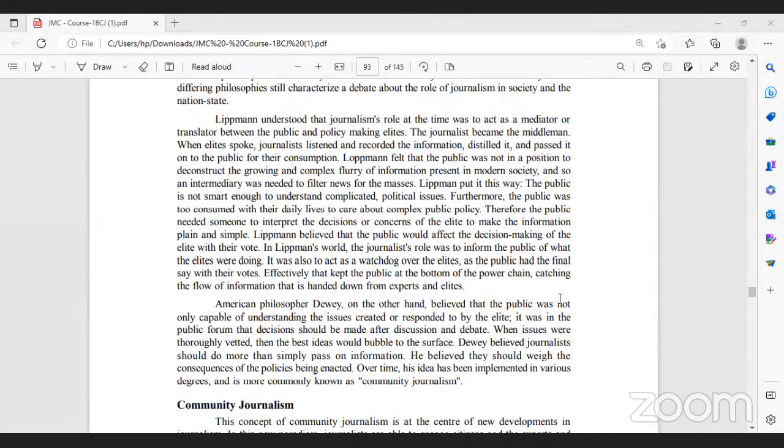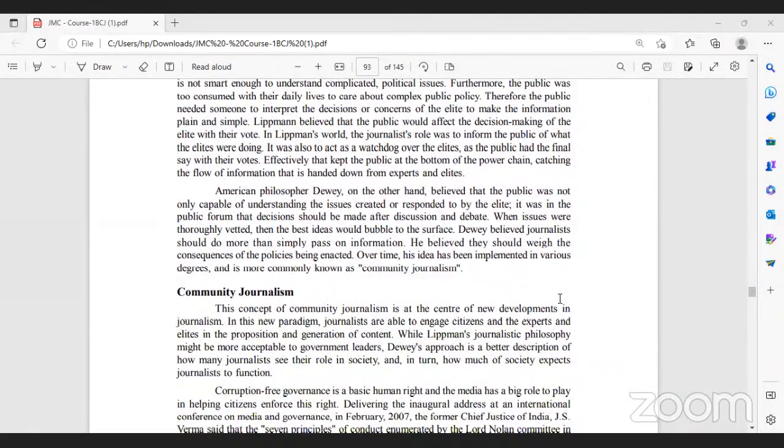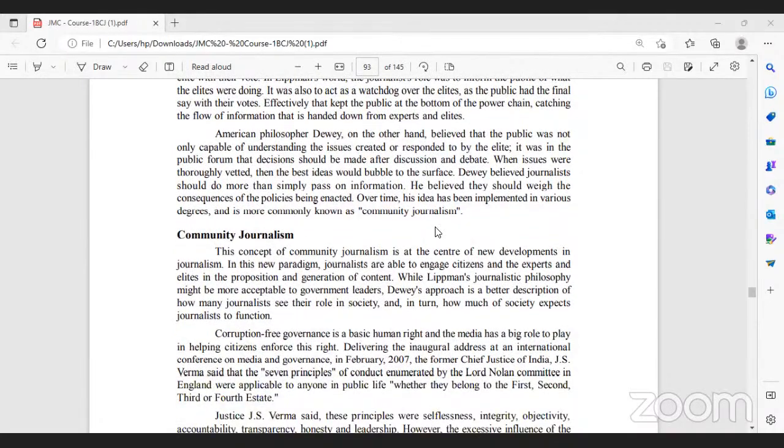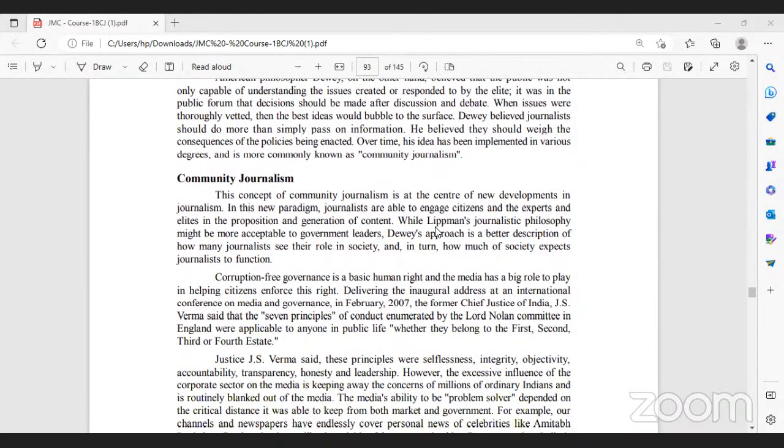The American philosopher Dewey, on the other hand, believed that the public was not only capable of understanding the issues created or responded to by the elite, but that journalism has to be a public forum for decisions so that people can have discussions and debate. This is how we see that the scholars and thinkers had an understanding of how journalism should be and should cater to democratic nations.